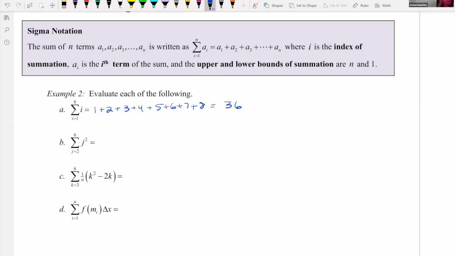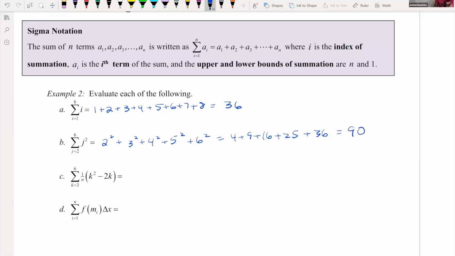With the next one, we are taking j's starting at 2 and going all the way to 6, and we're squaring each one of those numbers. So we start with 2 squared plus 3 squared plus 4 squared plus 5 squared plus 6 squared, right? We're stopping here at 6. And so we have 4 plus 9 plus 16 plus 25 plus 36, and I get that equal to 90.